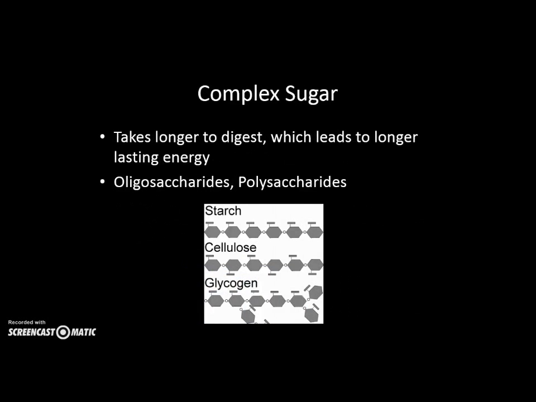Complex sugars are long carbon chains. They take longer to digest, which leads to longer lasting energy, which is why you should eat more complex sugars than simple sugars. Examples are oligosaccharides and polysaccharides. Starch, cellulose, and glycogen are examples of complex sugars. Humans cannot digest cellulose because it is too complex, but cows can because they have 4 stomachs.